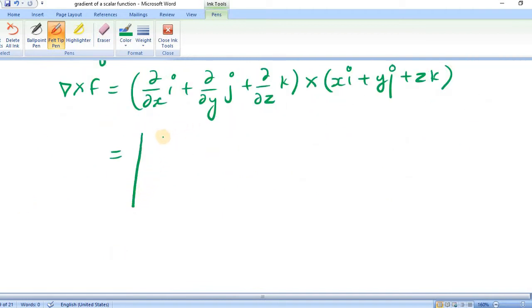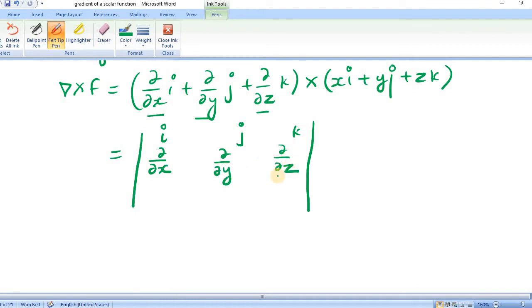This is a 3 by 3 determinant taking the first row as i, j and k, and the second row will be denoted by the coefficients of these i, j and k in the first vector. So this will be ∂/∂x, this will be ∂/∂y, and this will be ∂/∂z. The third row will consist of the coefficients of the second vector. So here it's x, this is y, and this is z. And the curl we can achieve by evaluating this determinant. So let me evaluate this determinant here.